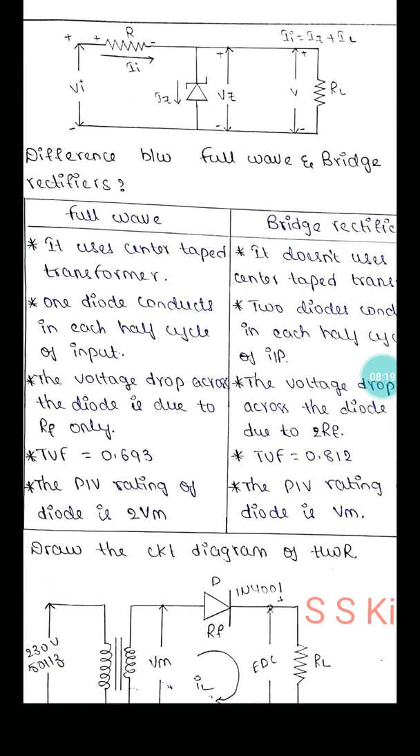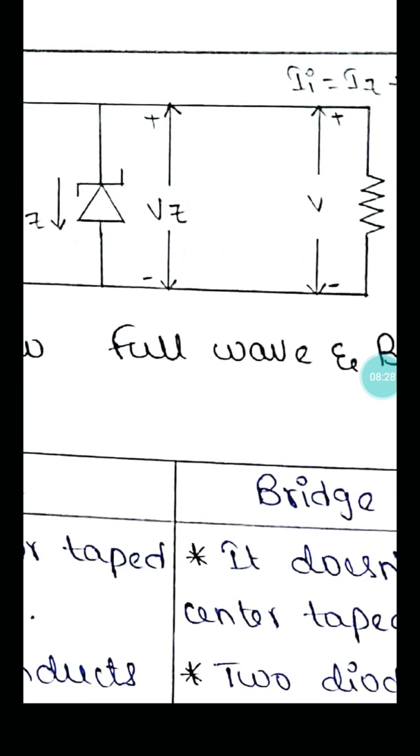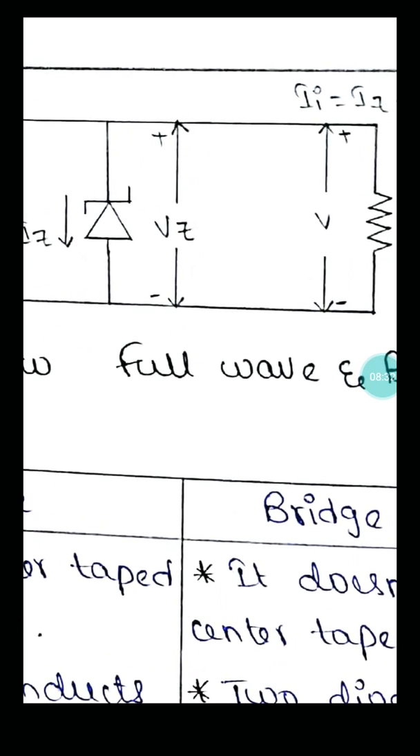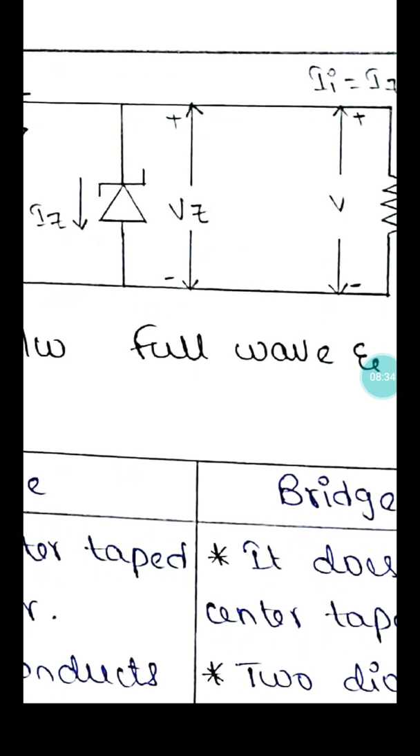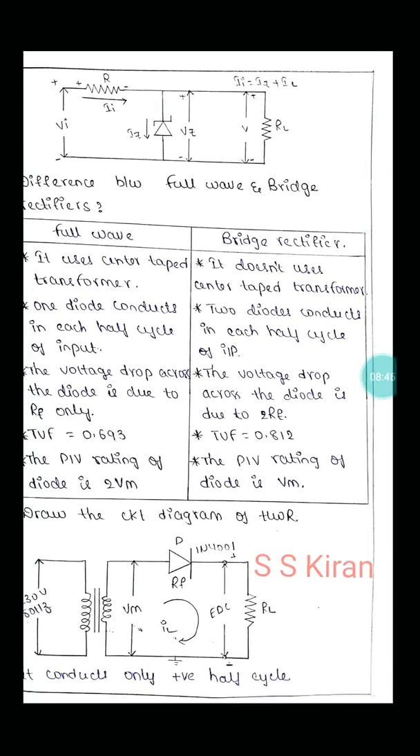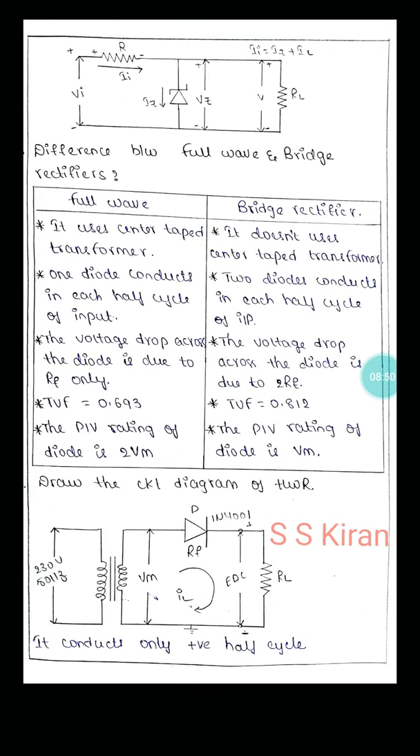You can also observe the current equation. Input current IS is equal to IZ plus IL, where IZ means Zener current and IL means load current. By KCL, the sum of currents entering a node equals the sum leaving it. Here IS enters, and IZ and IL leave. That's why we can write IS is equal to IZ plus IL. Okay, this is the definition with circuit diagram of the regulator.